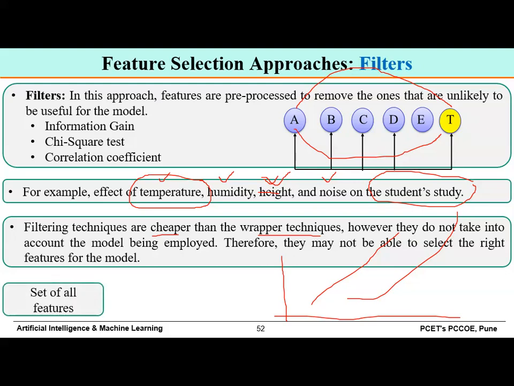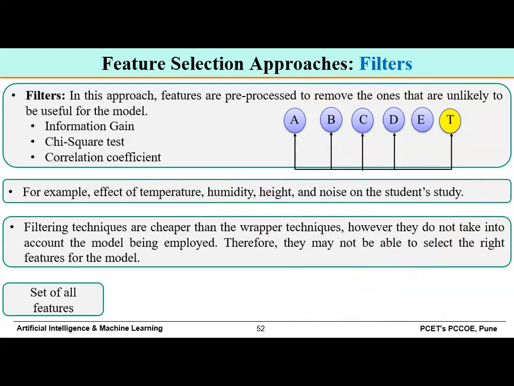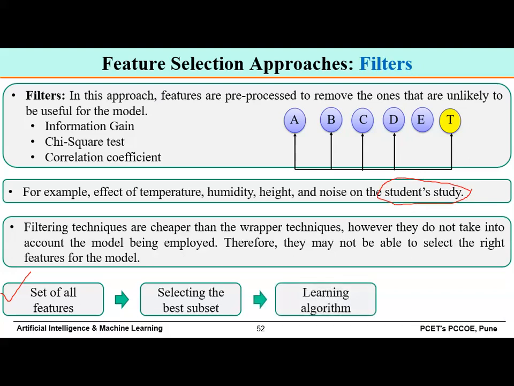Now, how does this particular machine learning algorithm work? First of all, you need to give input of all the set of features, for example temperature, humidity, height, and noise. Then you need to check how these factors are affecting the performance of the student. Once you find out the most relevant parameters, for example temperature, humidity and noise, then for these parameters you need to develop a machine learning algorithm.